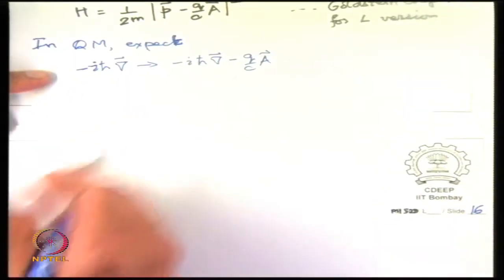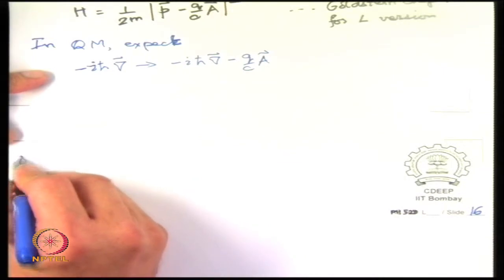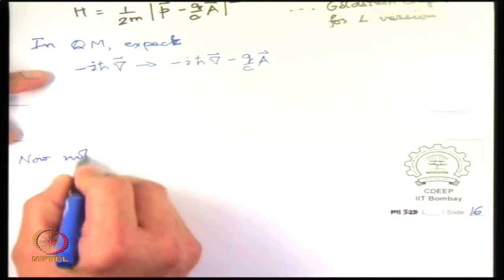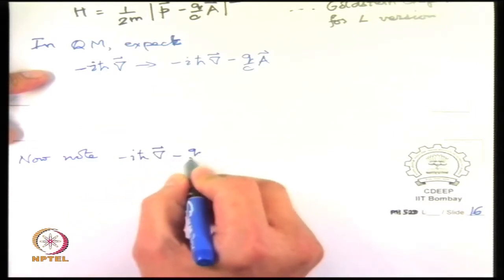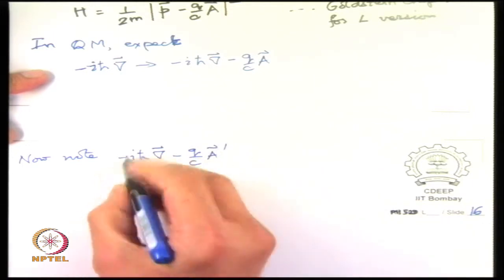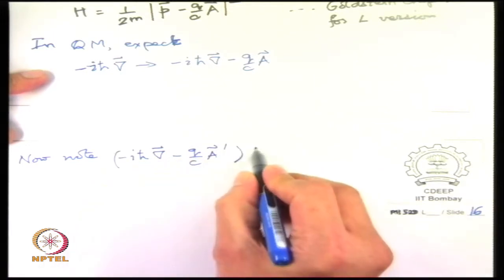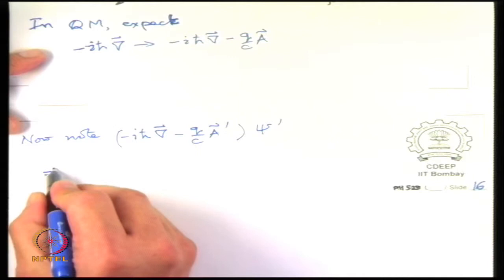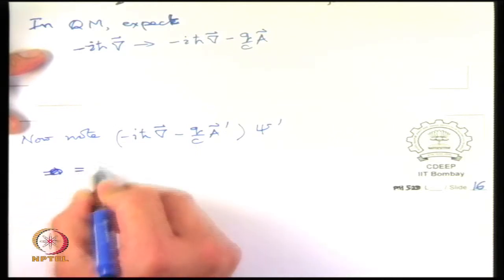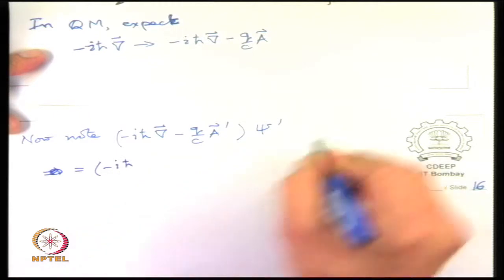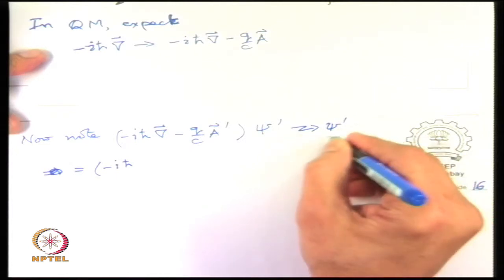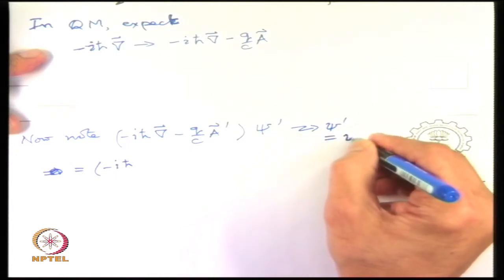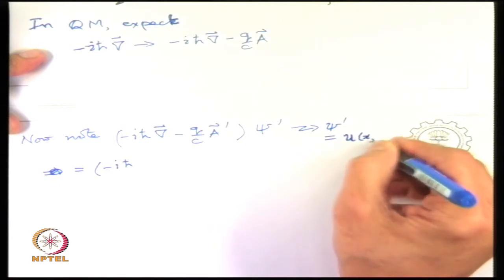So let us look at this. So now note minus i h cross grad minus q over c A prime. Suppose I have this acting on psi prime. So that would become equal to, so I am looking for what should be psi prime, and let us say it is going to be u of x t psi.